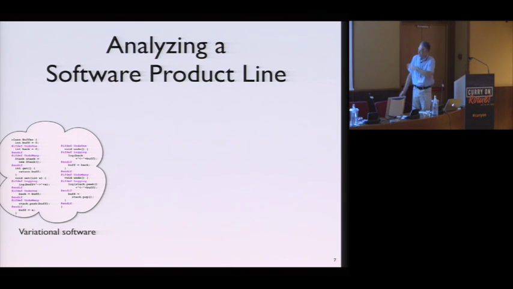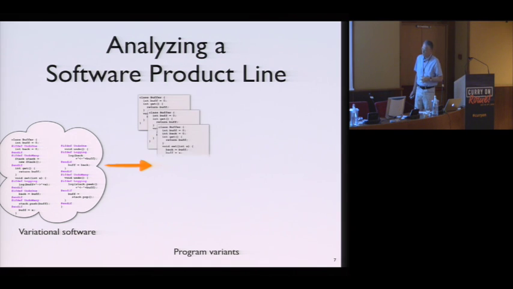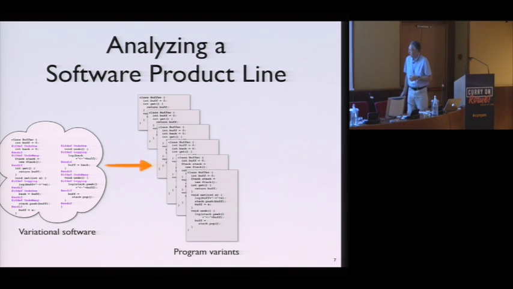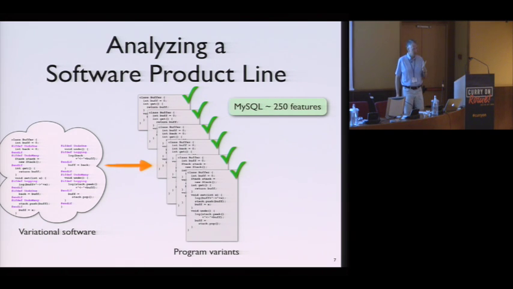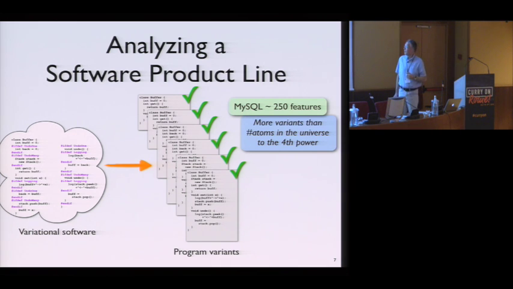So if you think of a bigger variational software package where you have lots of dimensions, and you want to generate all the program variants and then analyze them or evaluate them one by one, well, that can take a long time. If you just look at MySQL, which has 250 features, I think, well, that leads to more variants than there are atoms in the universe to the fourth power. So that would take a long time to compute and is clearly not feasible.